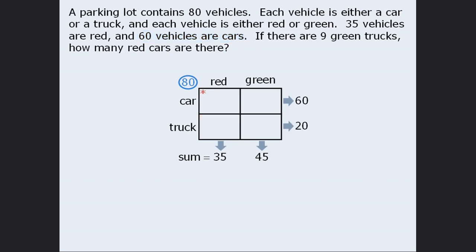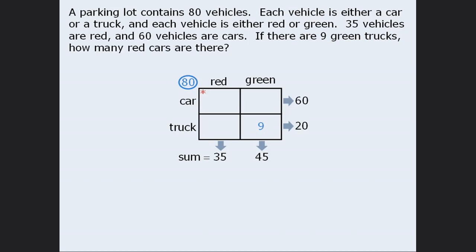At this point, we don't have any information about the number of vehicles to be placed in each of our four individual boxes. We only know the sums of the boxes in each row and each column. To fill in each box, we need a seed, and here it is. We are told that there are 9 green trucks. Since this box is reserved for green trucks, we can add 9 to this box. Now that we know the value of one box, we can complete the rest of the table.